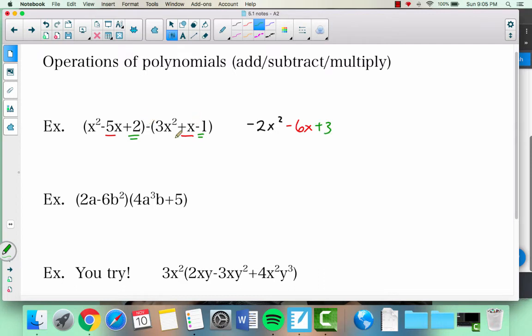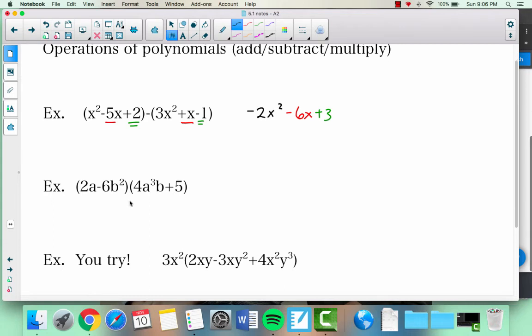Sometimes subtraction causes people a lot of issues, so my suggestion would be make sure you're subtracting every single item in the second polynomial, or if it's easier for you, go ahead and distribute the negative all the way through and then just add everything together. Whatever you think is going to be the easiest in terms of making sure you have the correct signs and you're adding the right numbers together.